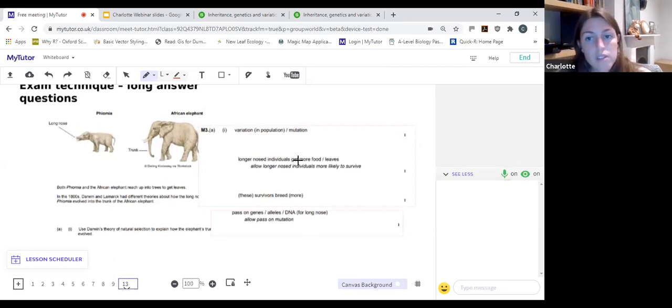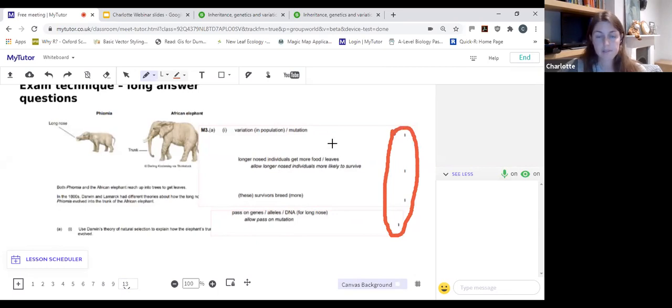So there's a variation in mutation there for 1 mark. Therefore, a longer-nosed individual gets more food or leaves for another mark. Those survivors breed more, the 3rd mark, and then they pass on genes or alleles or DNA for that characteristic, which is the long nose. 4 marks there, you can include them in almost every question about natural selection. So well worth learning those. Practice that question again and again.